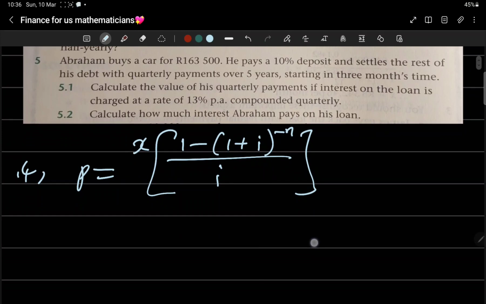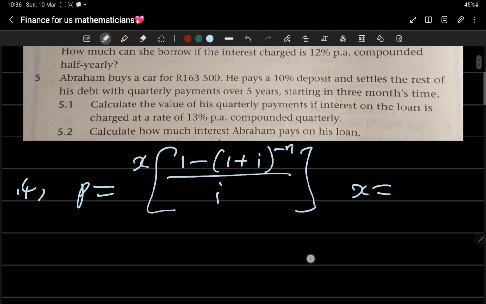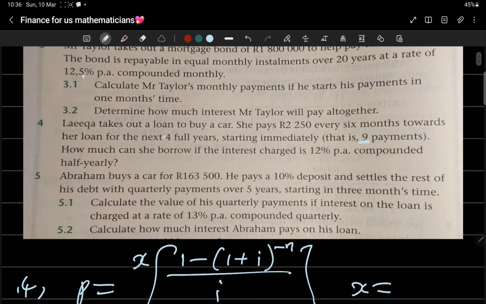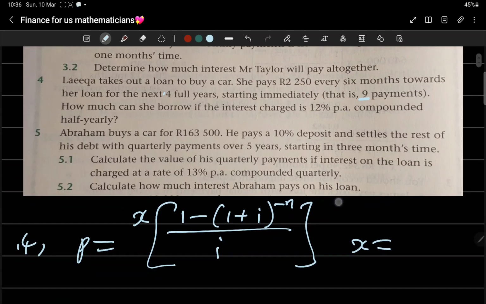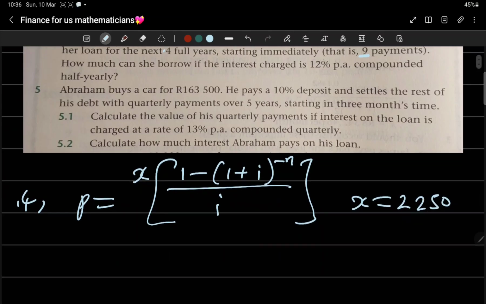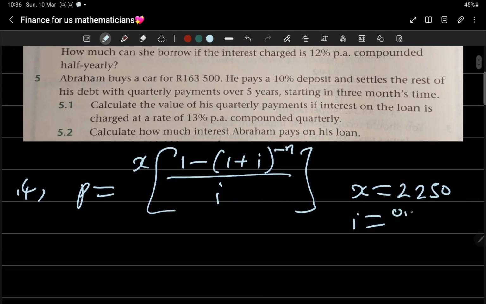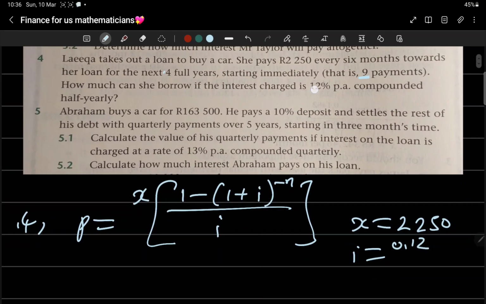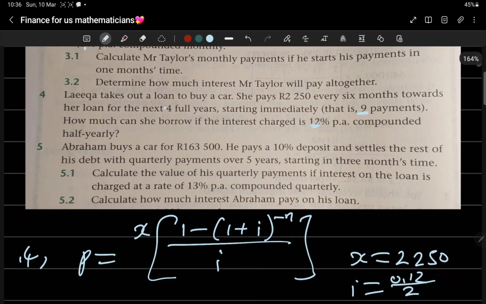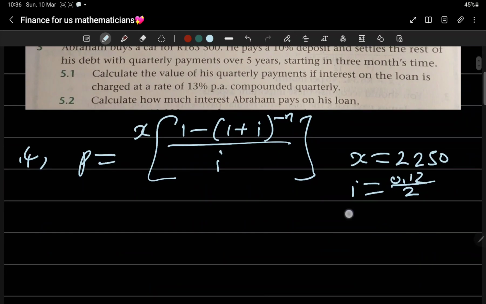So the given information: X is the payment every 6 months. Not actually monthly payments, but the payments she makes. My English is running out. Okay, i is 0.12, where did I get it? 12 over 100 over 2. Why over 2? Compounded half-yearly, semi-annually. Then now n.